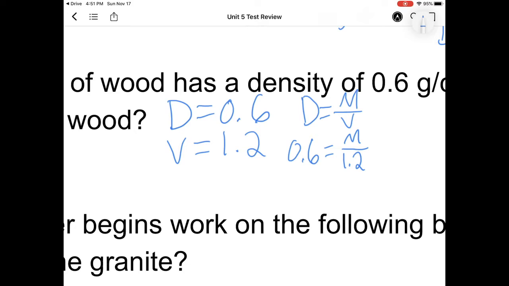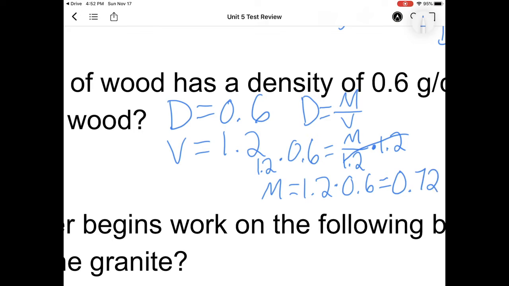To get M by itself, you have to get rid of the division by 1.2. So you're going to multiply both sides by 1.2. The division of 1.2 and the multiplication of 1.2 cancels out. You're left with M equals 1.2 times 0.6, and you should get 0.72. And that is your answer for your mass.